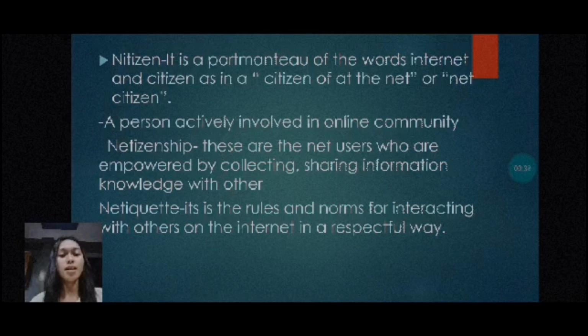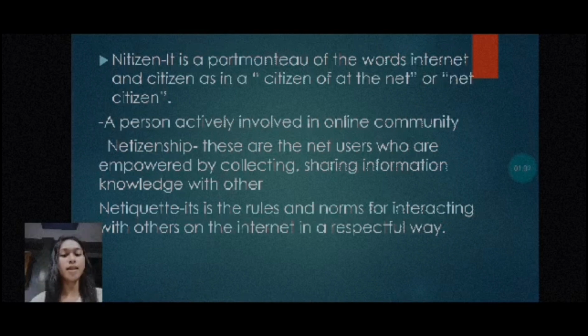So next is netizenship. These are the net users who are empowered by collecting and sharing information and knowledge with others. So being a responsible netizen means you need to respect everyone using the internet. It is important because some of us are not using the internet in a correct and responsible way.